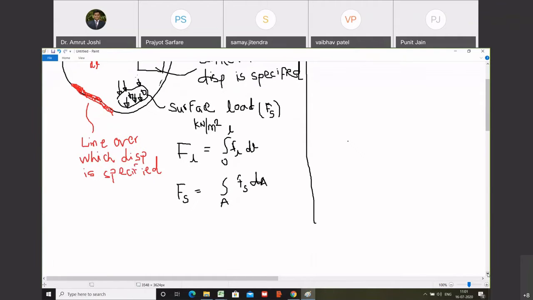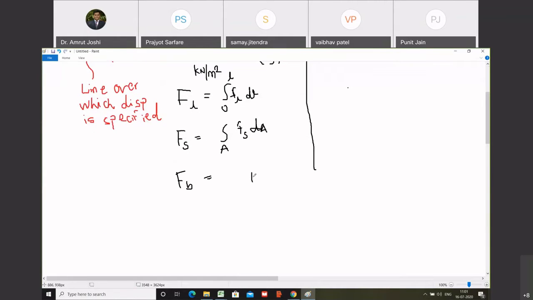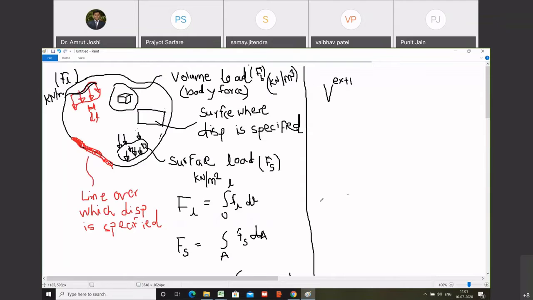Now, how do I write the total volume load or total body load? I will have to construct a small cube of size dx, dy, and dz, multiplied by FB. So FB multiplied by dx, dy, dz, which I am going to call dv, and its integration over the entire volume is going to give me the total body force. Do you agree with me?